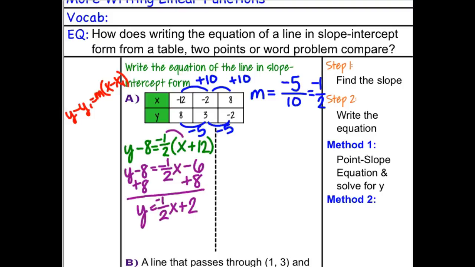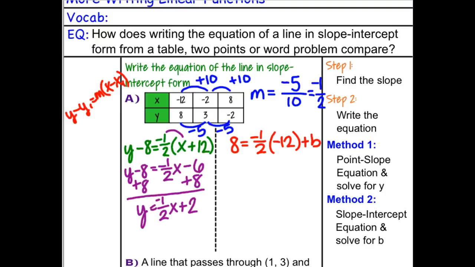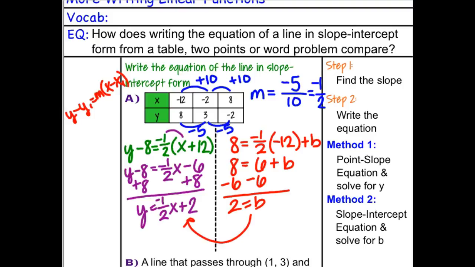The second method is going to be to use slope-intercept and solve for b instead. So I'm still going to use that same point, but now I'm going to put it in for x and y. So my y is 8, y equals mx plus b. My m is -1/2. And that's times my x of -12 plus b, which I don't know. Negative times a negative is positive. Half of 12 is 6, so I have 8 equals 6 plus b. I subtract 6, and I get 2 equals b. So then I take that, I substitute it back in, but substitute out the x and y, and I get back to the same answer.